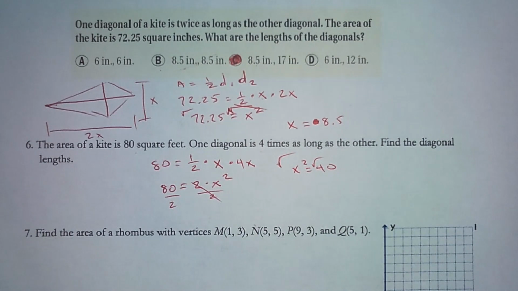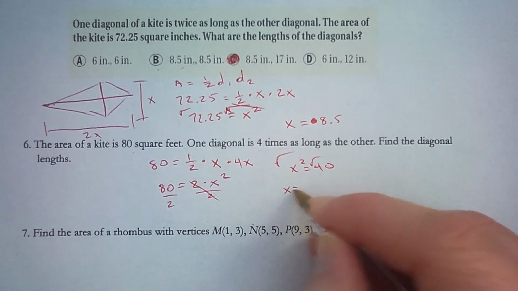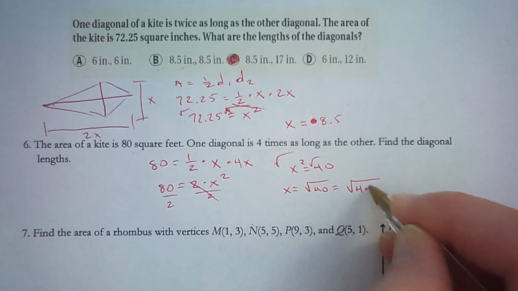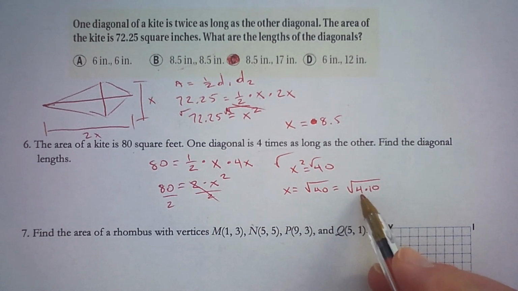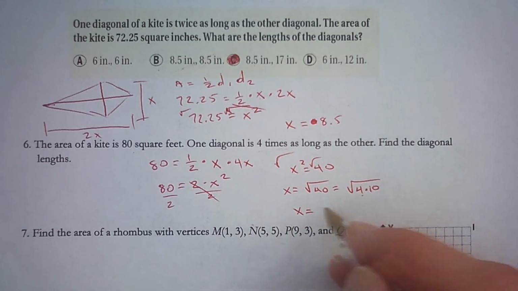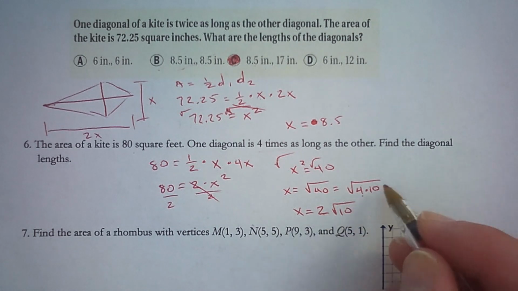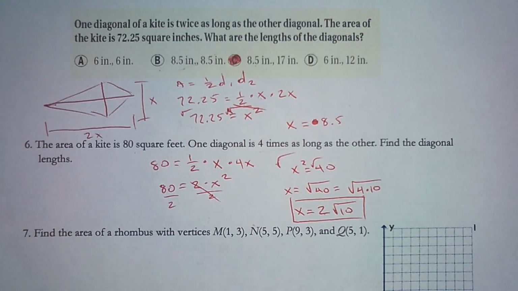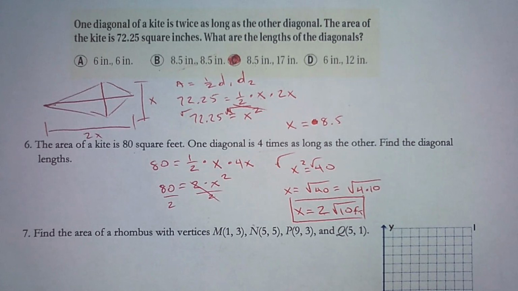So when I take the square root, I'm doing the square root of 40. Now I'm going to simplify that. The square root of 40, so x is the square root of 40, and that is the same as the square root of 4 times 10. It's also 2 times 20, but I chose 4 times 10 because 4 is a square number. The square root of 4 is 2. So that means 2 comes outside. Square root of 10 cannot be simplified. So 2 times the square root of 10, and that is in feet. That is one of the two diagonals.